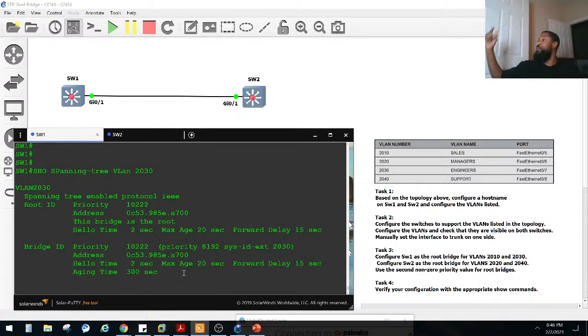We got the Fat Finger Squad in the building, and all you guys got it right, man. That is correct. So the reason why it doesn't say 8192 is because it's the priority that is set to plus the VLAN number. So 8192 plus 2030 equals 10222. That is the reason why.